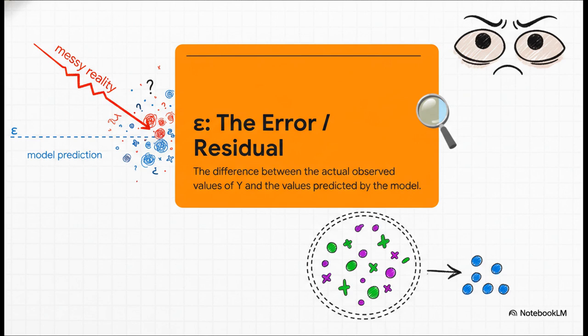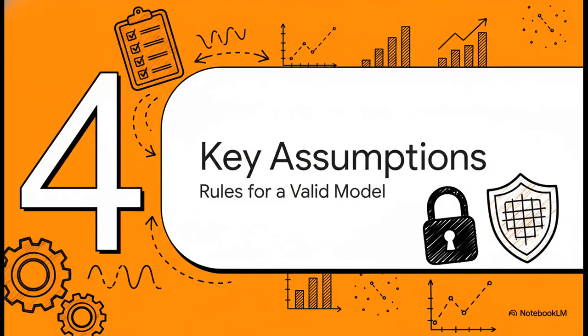Look, no model is ever perfect. Epsilon, or the residual, represents all the random noise, or maybe the factors we just didn't think to include in our model. It's that unavoidable gap between what our model predicts and what happens in messy reality. It's what keeps our model honest. Okay, now, before you can actually trust your model's predictions, you gotta play by the rules.